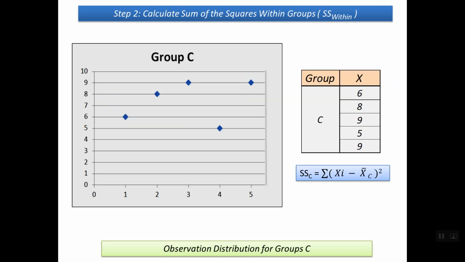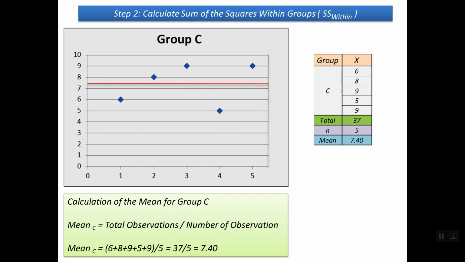The same way for group C. These are the observations for group C, and this figure here shows the scatter of all of these 5 observations, and this formula tells us that the sum of square for group C is simply a measure of the variability or the distances between each observation and the mean for group C. So with the same technique we need to calculate the mean for group C. The total of observations divided by the number of observations, which is 5, gives a mean of 7.40.